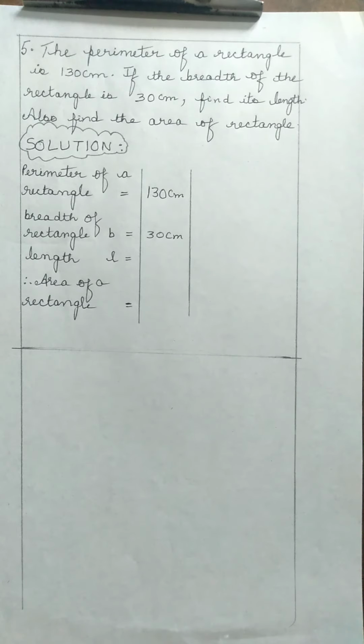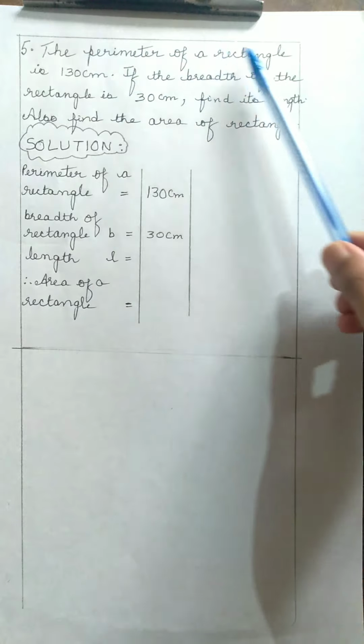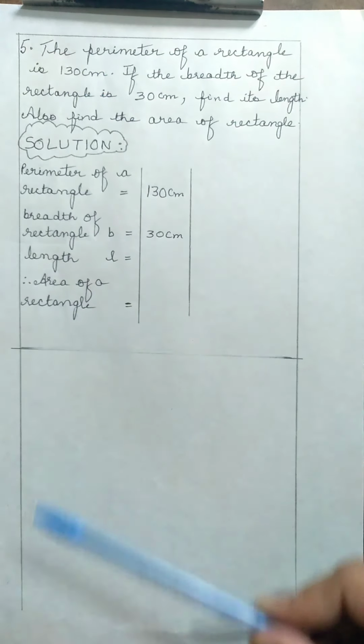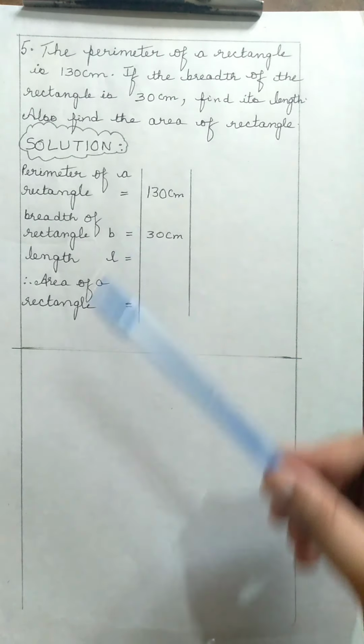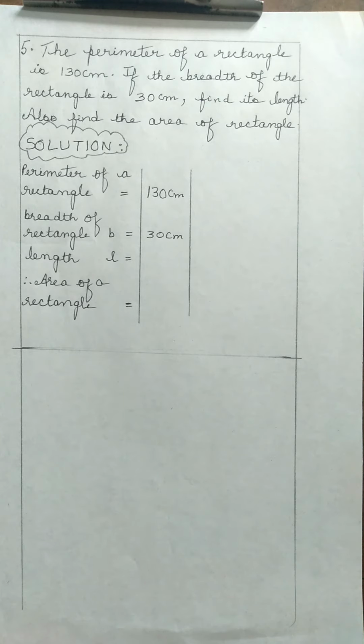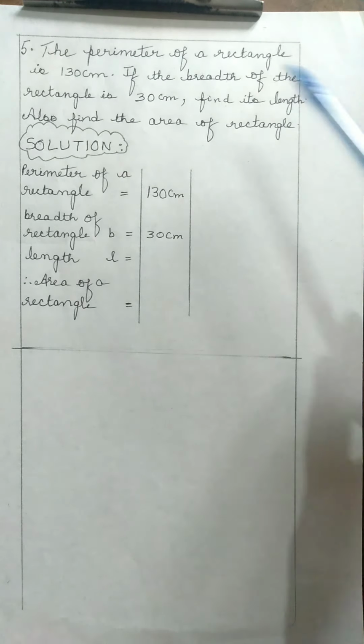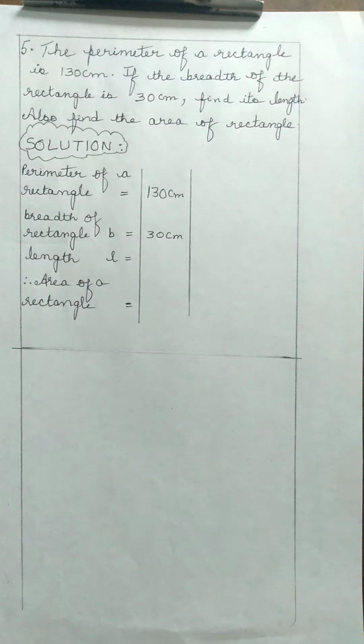Now we shall move on to the fifth problem. The fifth problem: the perimeter of a rectangle is 130 centimeter. Therefore, perimeter value is given as 130 centimeter. If the breadth of the rectangle is 30 centimeter, in this problem, the breadth of the rectangle is given with a measurement 30 centimeter. Now we have to find out length and area of the rectangle.